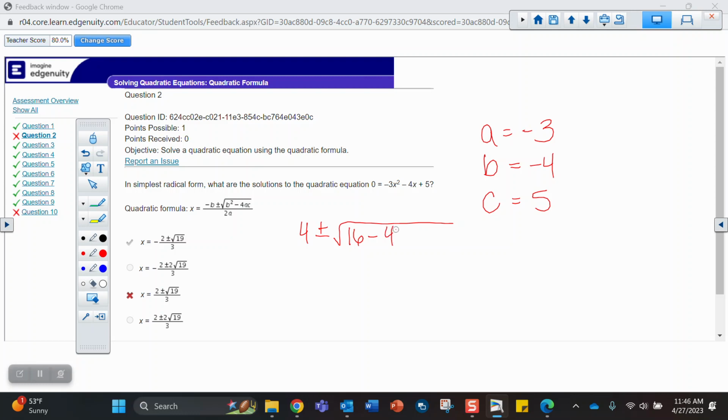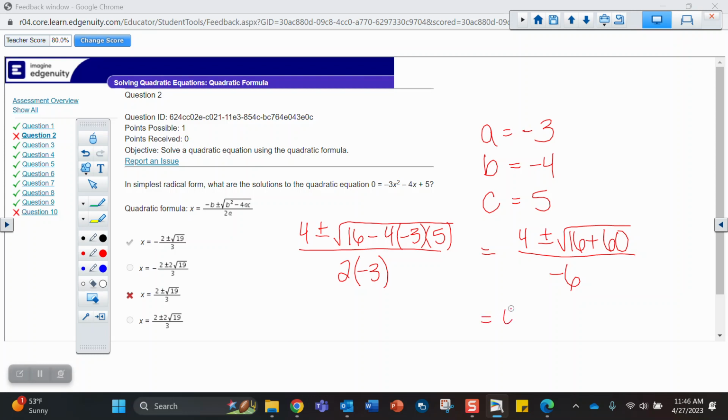Maybe I'll actually write this out so you can see what my head is saying. So I do 4 times negative 3, that's negative 12. Negative 12 times 5 is negative 60, but I'm subtracting a negative, which actually means I'm going to be adding a positive. So it becomes 16 plus 60, and then it's all over 2 times A, which is negative 3. So that's negative 6. So this is a part where we're simplifying square roots, right? 16 plus 60 is 76, and it's all over negative 6.